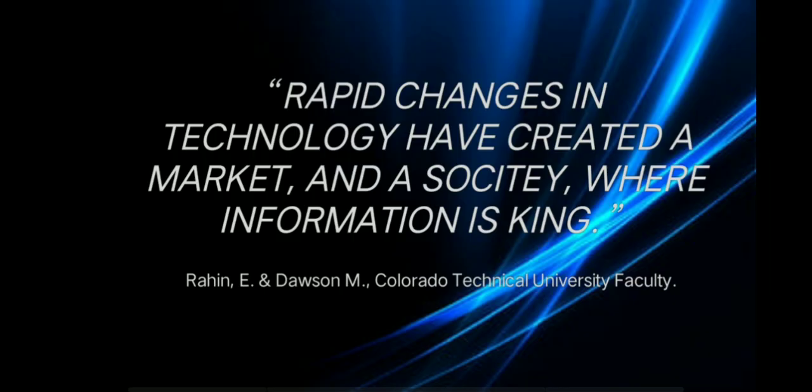Rapid changes in technology have created a market and a society where information is king. In recent decades, we have seen a dramatically accelerating pace in the development and adoption of new technologies. Rapid technological changes involve, among others, technologies like big data, the Internet of Things, machine learning, and more. This rapid technological change is affecting almost every area of the economy, society, and nature.